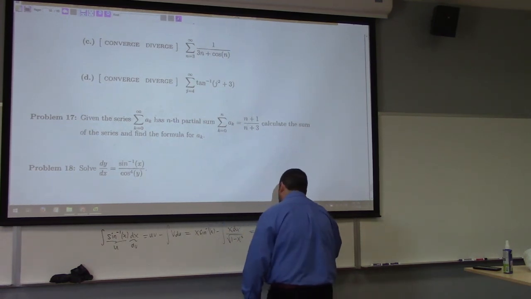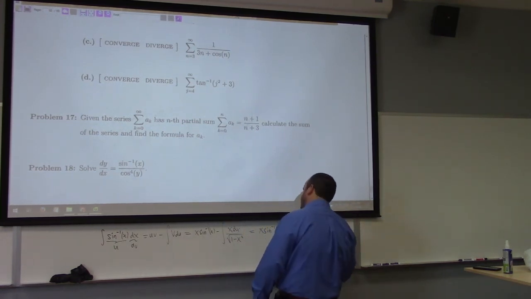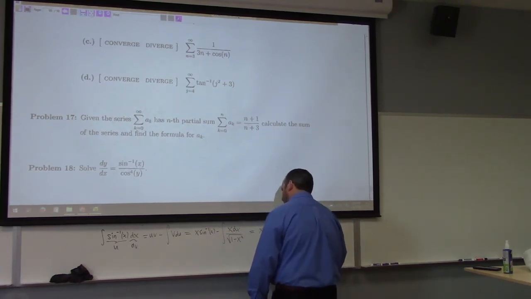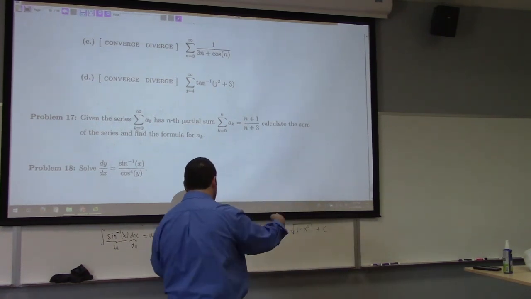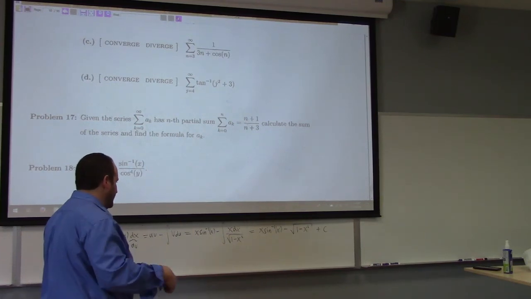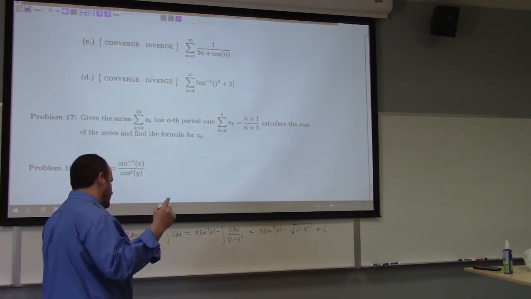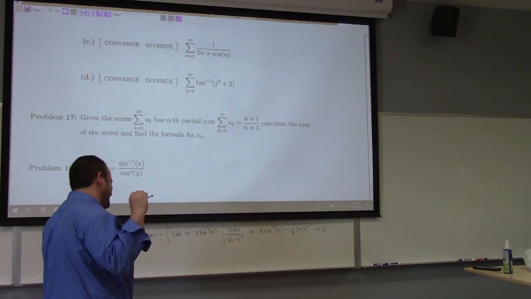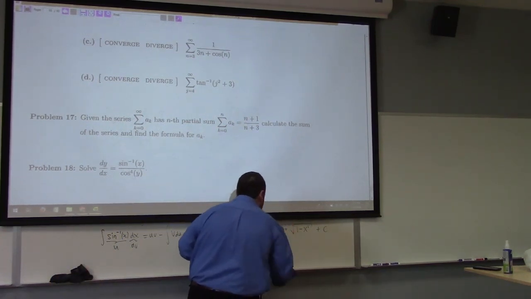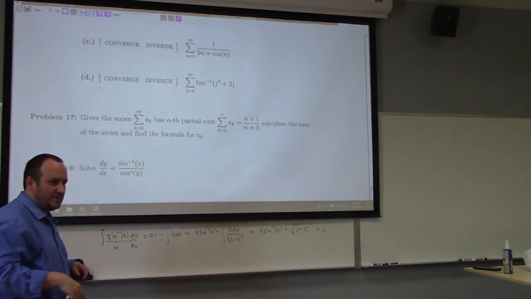minus 1/2 natural log. Oh, wait a minute. I'm an idiot. No. I guess it's just the square root of 1 minus x squared, yeah? If I differentiate that, I get 1 over 2 times the square root of 1 minus x squared, times the derivative of the inside function, which is minus 2x, which gives me the minus that I want, but I think I need a plus here. Anyway, something like that. This is roughly it.